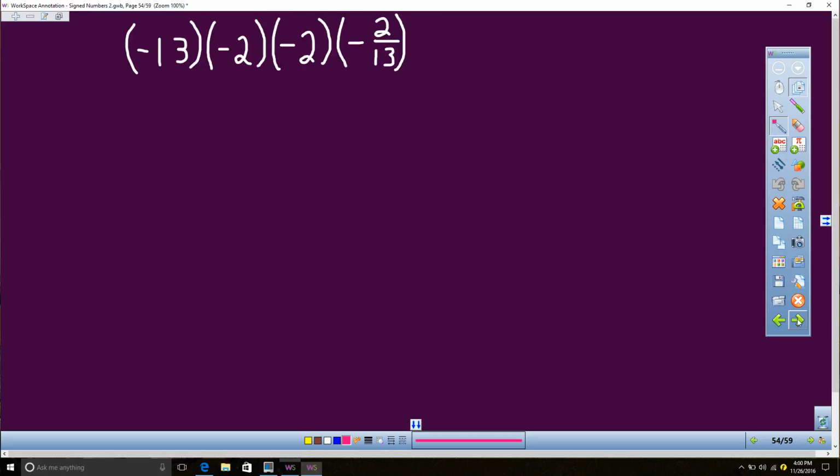Looking at this expression, if we want to simplify it, I can count the negatives. 1, 2, 3, 4. 4 negatives. 4 is an even number, so I'm going to replace all of those with a plus. So I know the final answer is going to be positive. Now I'm ready to just multiply the numbers. Since the last number is a fraction, let's make them all a fraction. And now let's cancel if we can, multiply straight across, and of course the answer is positive.